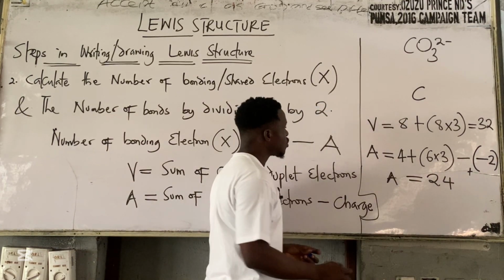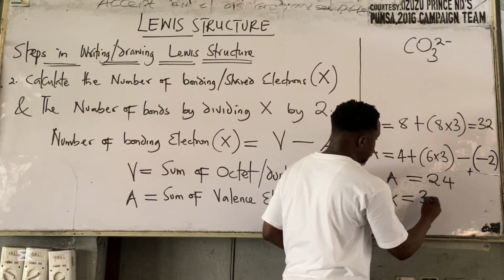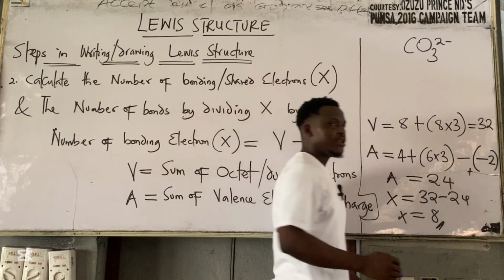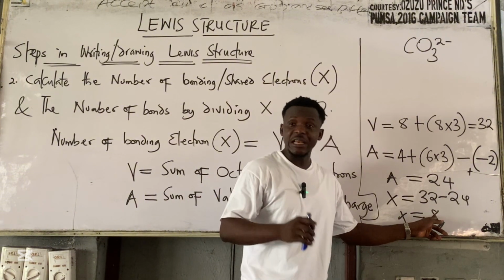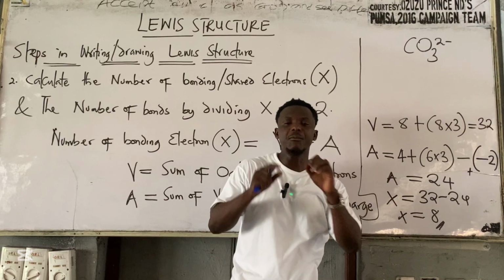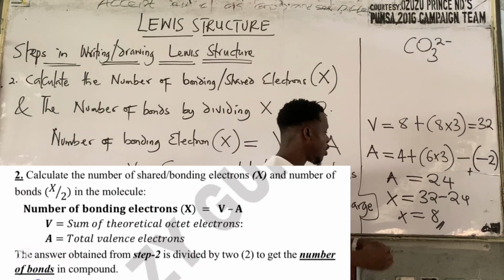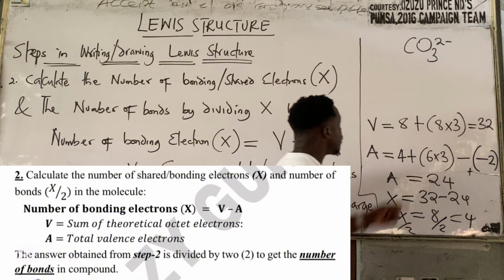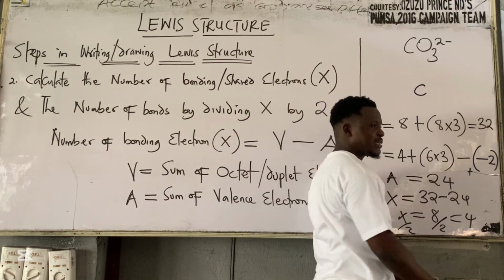So now look at this. For this particular compound, our X becomes 32 minus what? X equals to what? 8. Now, this is the number of shared electrons. What do I mean? This is the number of electrons that carbon and 3 oxygen will share in this compound. Now, for me to find the number of bonds present in this compound, I'll divide this by how many? So the number of bonds present here will be X divided by 2, which is equal to what? So this is going to have how many bonds? 4 bonds.